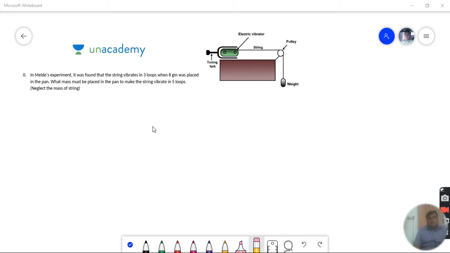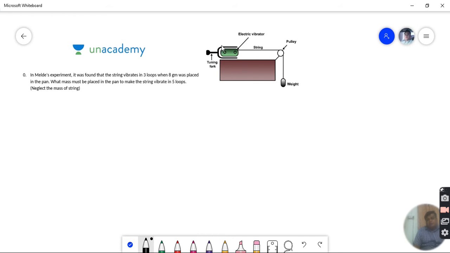Here the question says: in Melde's experiment, it was found that the string vibrated in three loops when 8 gram was placed in the pan. What mass must be placed in the pan to make the string vibrate in 5 loops? Neglect the mass of the string. Okay.